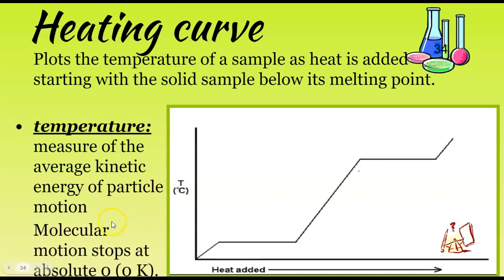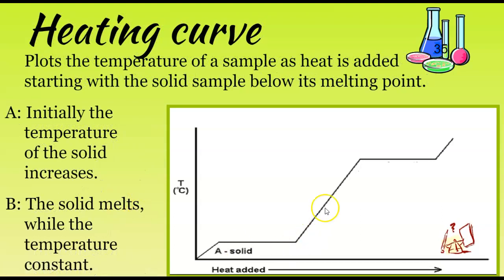One more thing. Molecular motion stops at absolute zero. Now on Earth, we cannot reach absolute zero. That means no motion whatsoever. Why can't we reach it? Because the Earth is moving. We can't stop the Earth from moving, thus we can't stop motion. In space, absolutely, because there's no motion in space. But we can't on Earth.